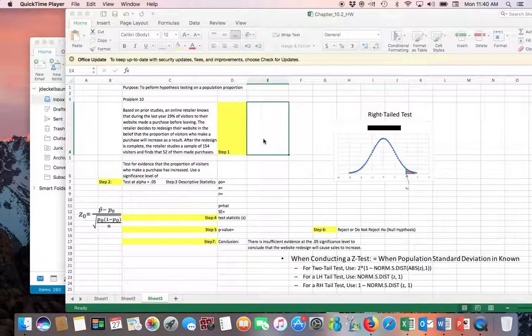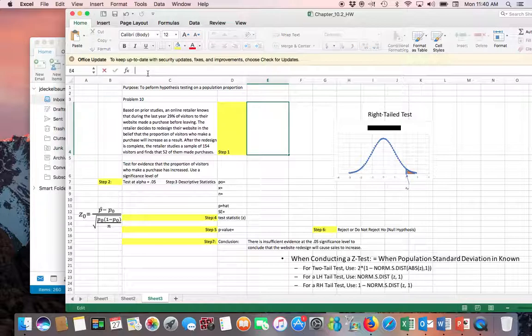So, step one, we have to define our null and alternative hypothesis. So, H0 says p0 equals 0.29. That information is given. The alternate hypothesis says p0 is greater than 0.29.